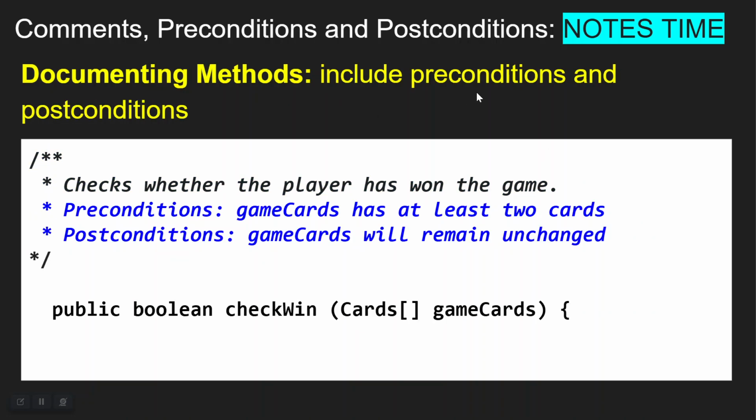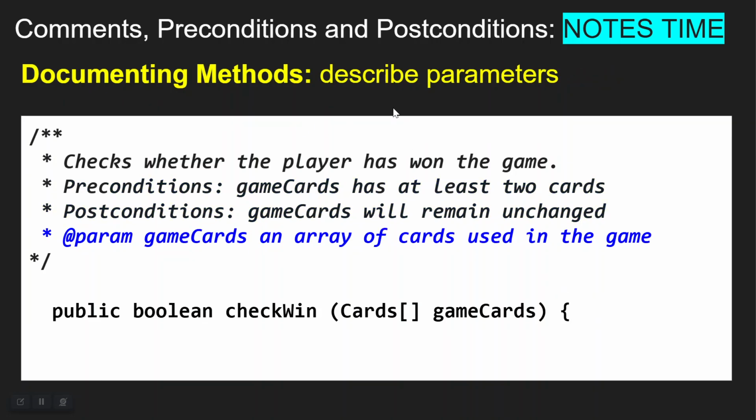Then I need to do my preconditions and my postconditions. So the precondition for this one is that gameCards has at least 2 card objects. And then the postcondition would basically say the gameCards that are in here will remain unchanged. It's going to return a value, and basically nothing is going to happen to these game card objects. The card objects will just remain the same.